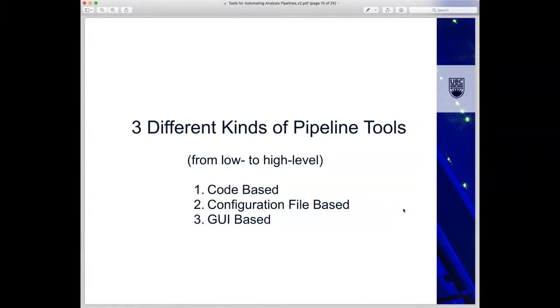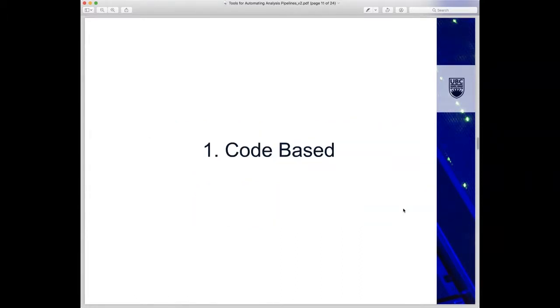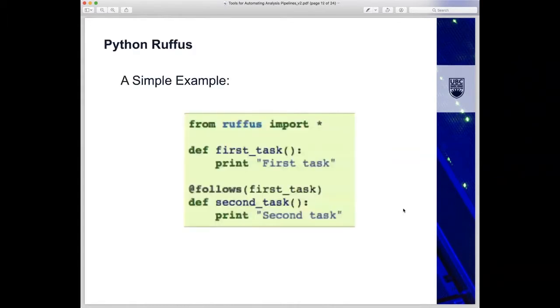Okay, so first is the code-based solution. So again, this is just an example. There are many, and in fact, within Python, I'm aware of 3 different packages that were on that list before. The one I'm going to talk about is called Ruffus. This is a very simple example.